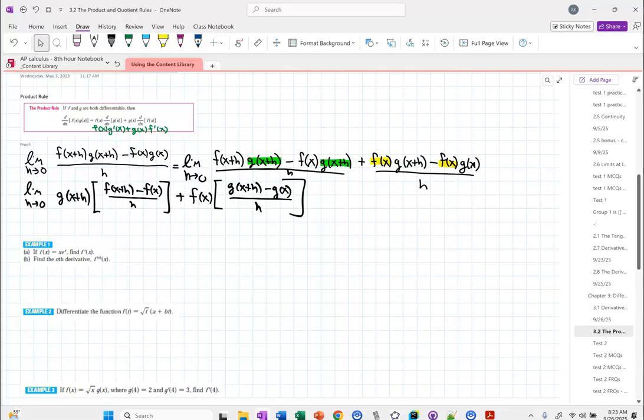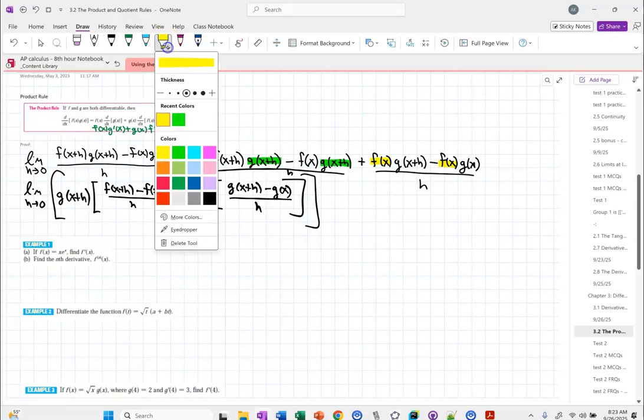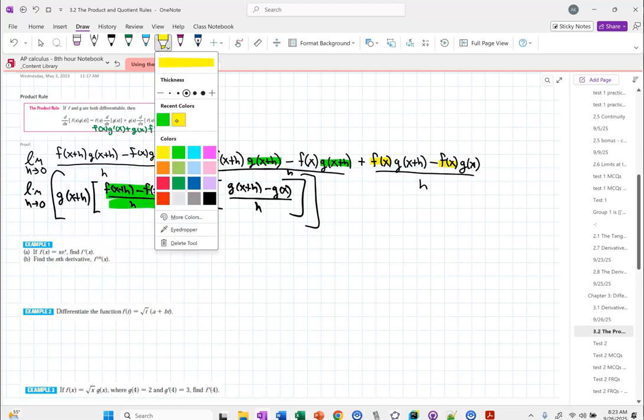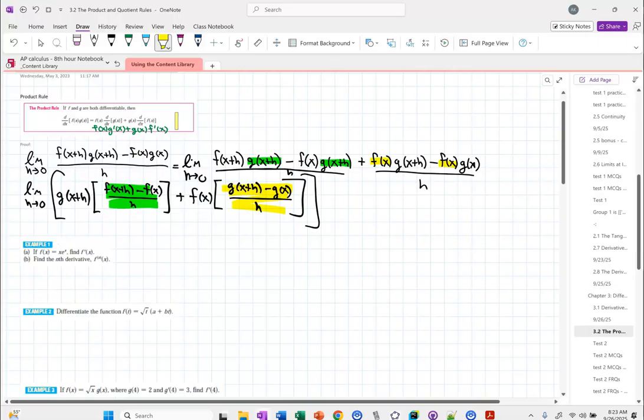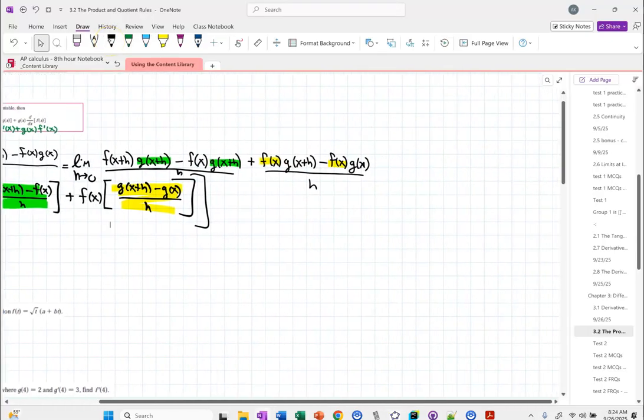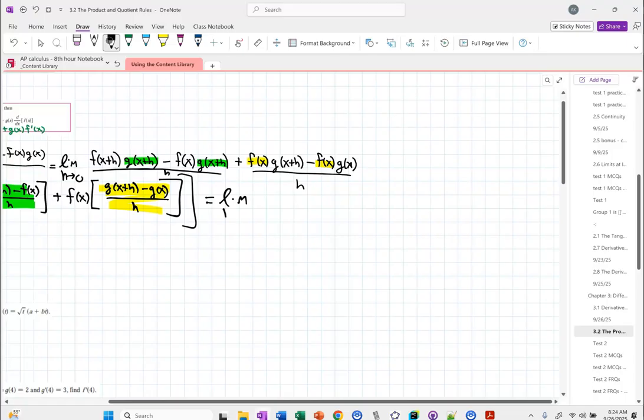And then I guess I should probably, we're taking the limit of that whole thing. What are those things that I just highlighted? It's the difference quotient. It's the definition of a derivative, right? So what I'm going to do is I'm going to use my limit laws to push the limit into each part of this sum.